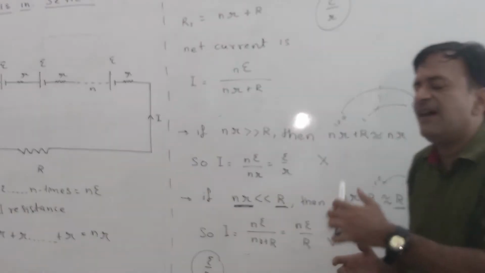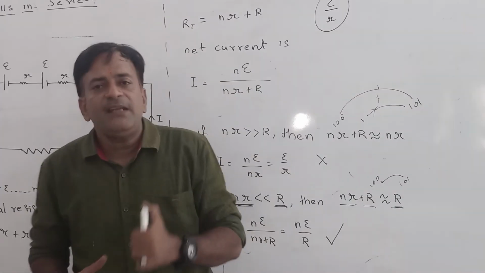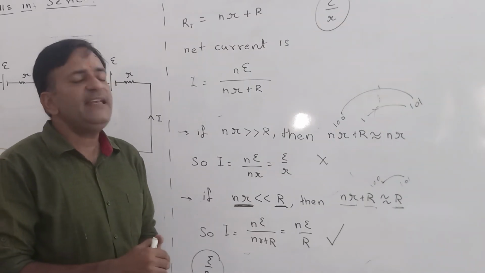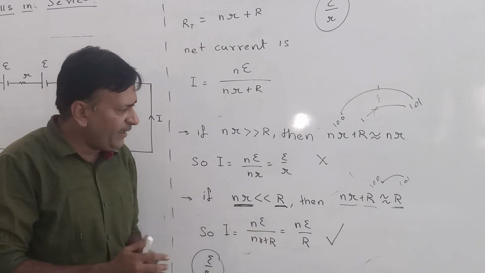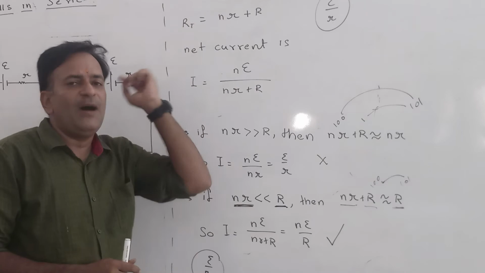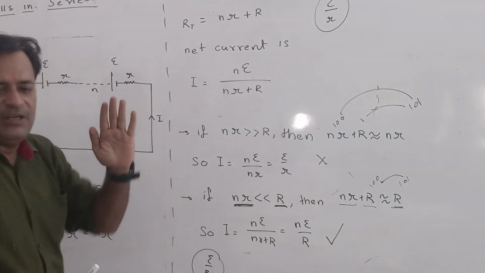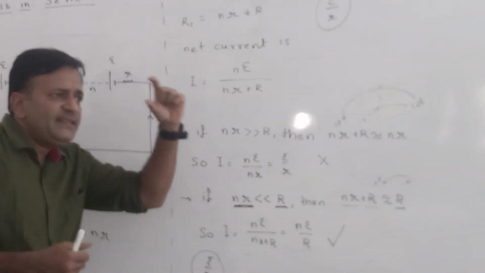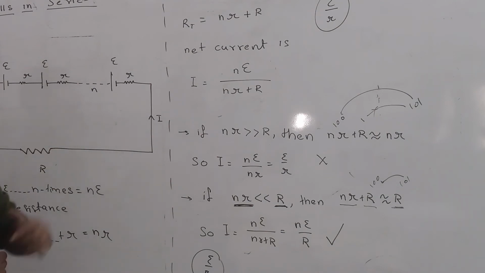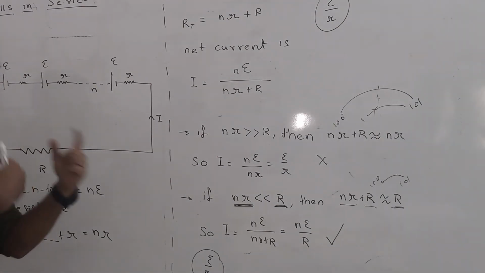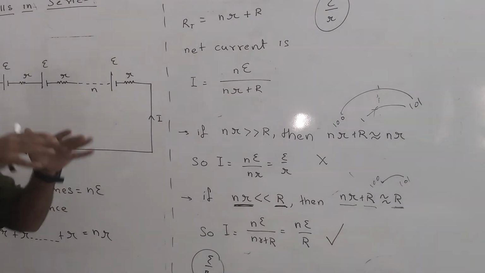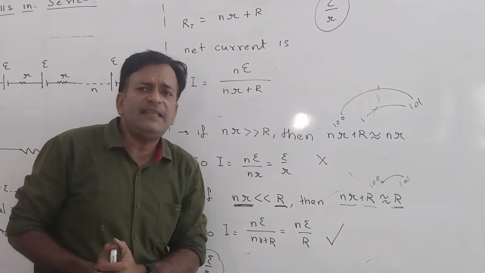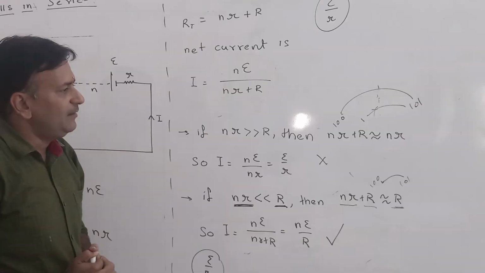One more piece of advice. Whenever we are changing the cells of a remote control of, say, an AC or your television, even if you change one cell, suppose the remote is not working, you change one cell, it will start working. But one cell will be old and one cell will be new. So will the cells be identical? They will have the same EMF, but they will not have the same resistance. So the cells are not identical.